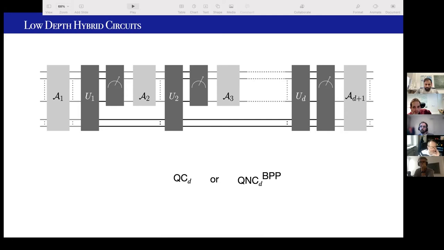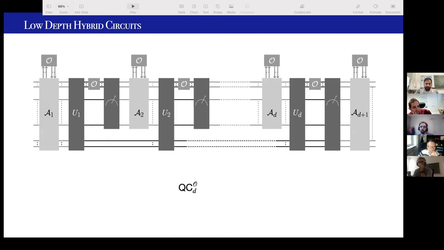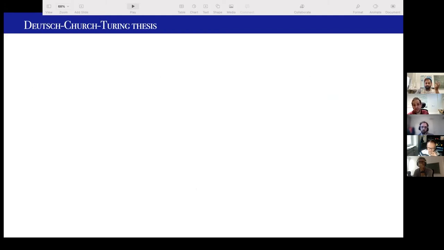And this class then can be thought of as QNCD to the BPP. So this means that QNCD is the base class and BPPs are called as oracles. Similarly, we can again define this class with oracles, where you have a classical oracle here and then a quantum oracle here. So these will be the classes that will appear in the next part of the talk. And our goal is to understand the difference or similarity between these classes.